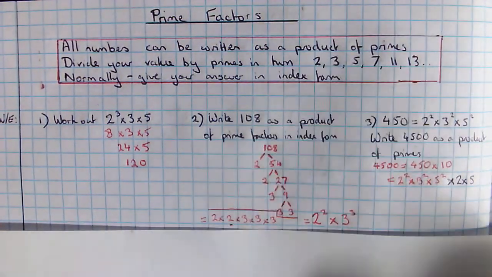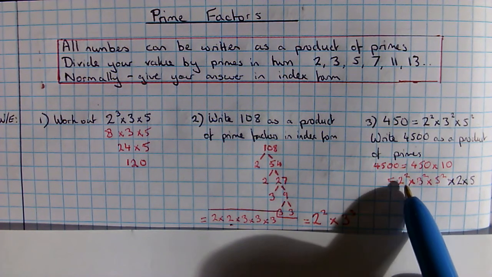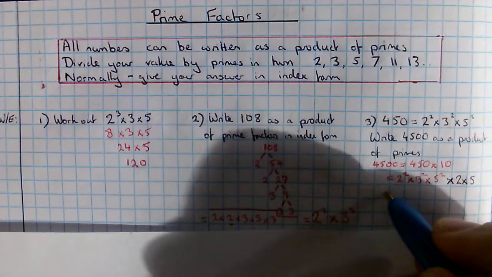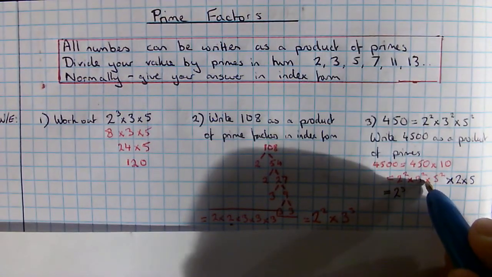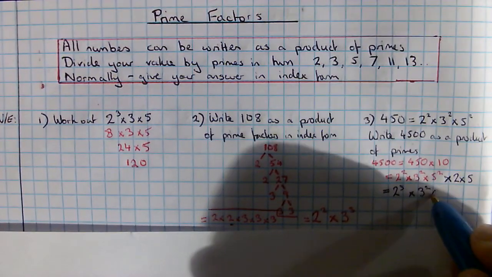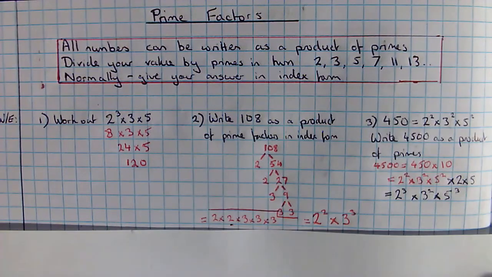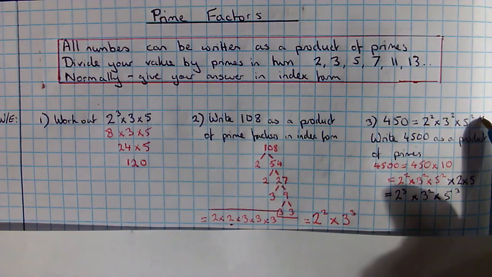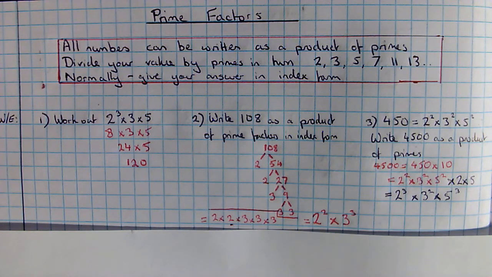So I can now use my power rules that we looked at in the last lesson to simplify this. I've got 2 squared times 2, which is just going to give me 2 cubed, times 3 squared, times 5 cubed. And I've used the information that they gave me in the question to make a shortcut to finding the answer. Alright, take a second just to write those worked examples down, and then I'll give you some questions to do yourselves.